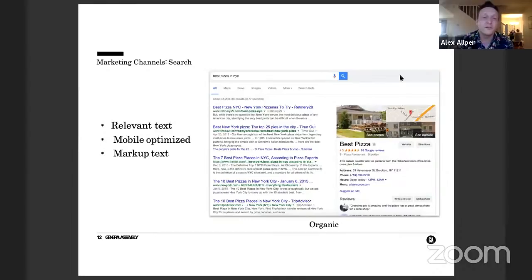So if you're searching for the best pizza in New York City, you want to make sure that you have maybe a blog post about how your pizza is the best pizza in New York City, unless you've actually created a company like this company has, and it actually is called Best Pizza, which is actually pretty smart. The other thing is Google is automatically mobile optimized. They will mobile optimize your ads right away. It's awesome. This would be like an organic search. So I'm just looking for the best pizza in NYC.